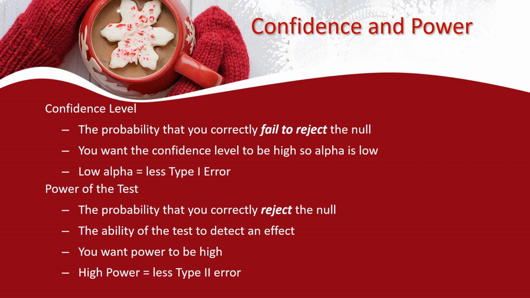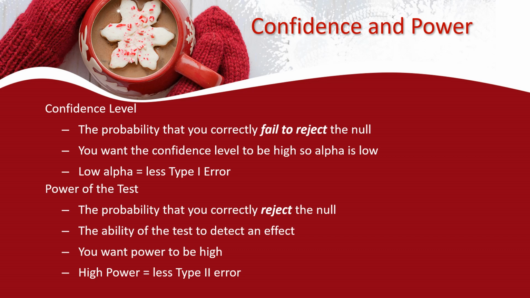So it's the ability of the test to detect that there was an effect, that this wasn't just due to random chance, that something actually was different and that the null is not correct. We really want our power to be high because ideally we want to correctly reject the null. That's what we like to do. So the higher your power, the less your type 2 error. If we are correctly rejecting the null, we're less likely to fail to reject when the null is not true.